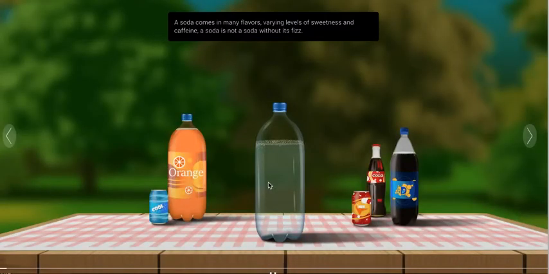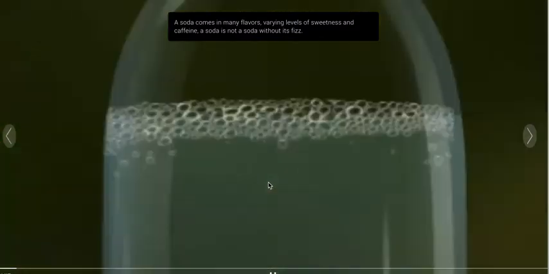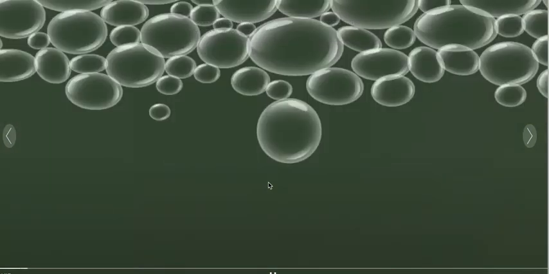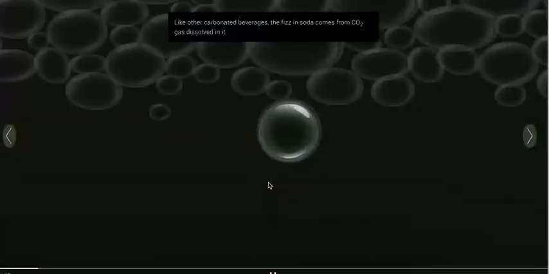A soda comes in many flavors, varying levels of sweetness and caffeine. A soda is not a soda without the fizz. Like other carbonated beverages, the fizz in soda comes from carbon dioxide gas dissolved in it. Carbon dioxide is carbon with two double bonded oxygens on either side.